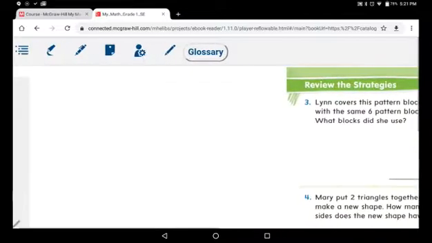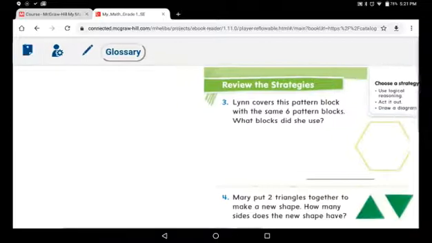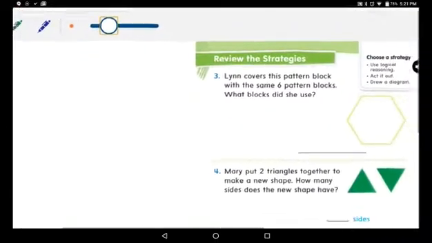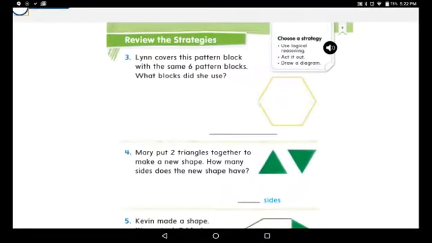Okay, this is the last question we'll solve together. Okay, guys? Okay, now, Lynn covers this pattern block with the same 6 pattern blocks. So I need to use 6 pattern blocks, the same 6 pattern blocks. What blocks did she use? It's super easy. What can I do? I can first use the logical reasoning from here.